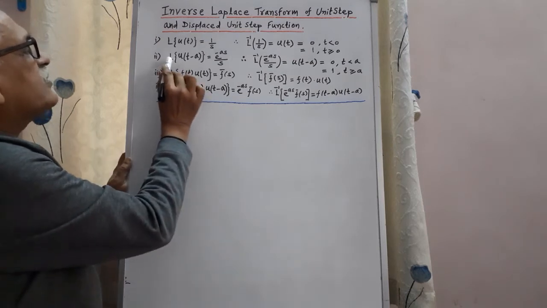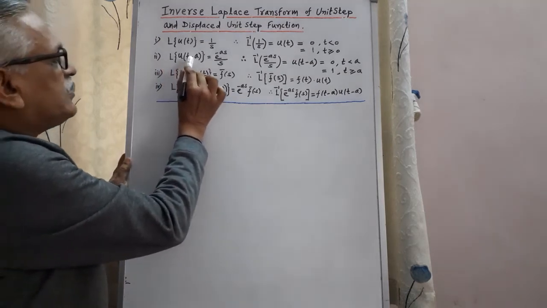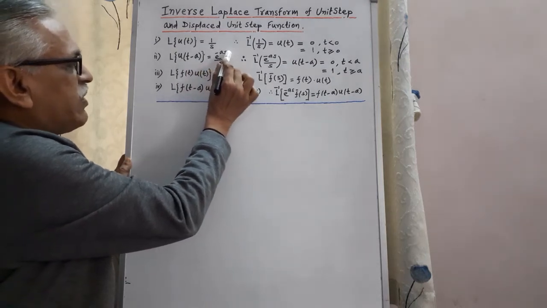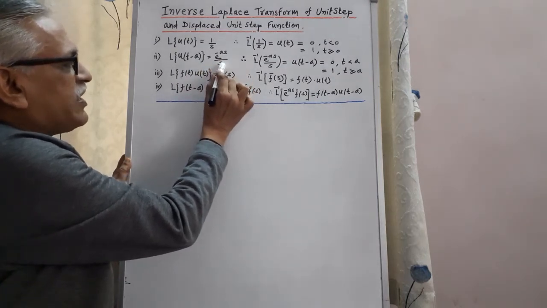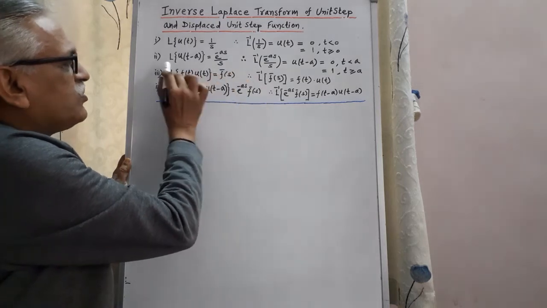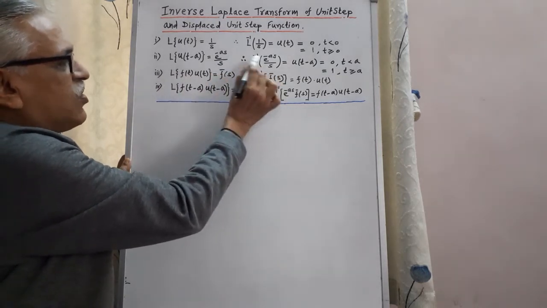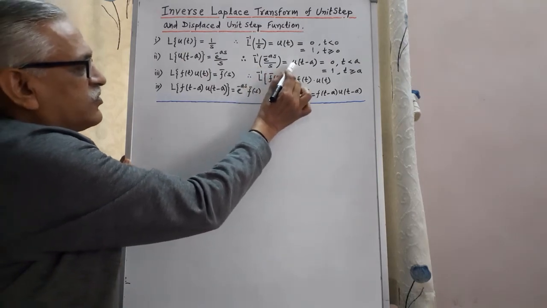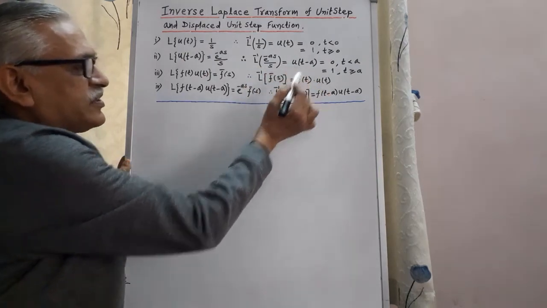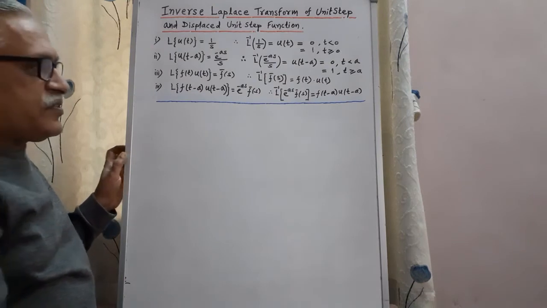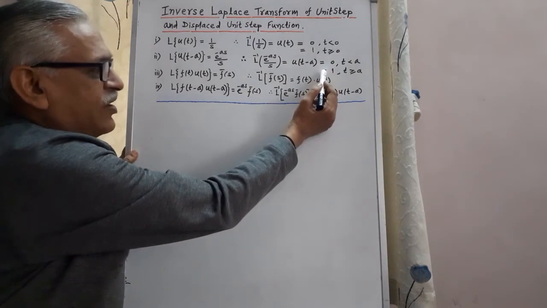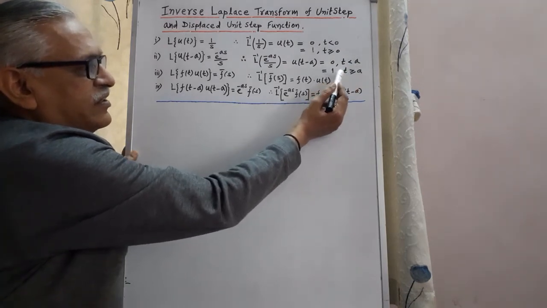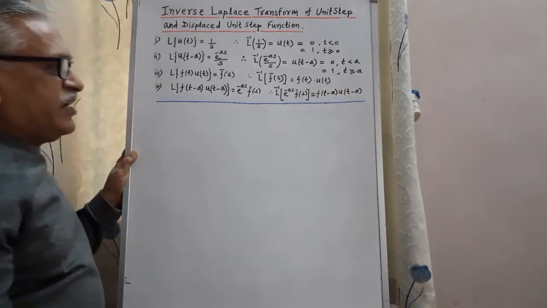Second result, Laplace of the displaced unit step function is equal to e raised to minus as divided by s, and therefore inverse Laplace of e raised to minus as divided by s is equal to u of t minus a, that is the displaced unit step function, again having two values 0 and 1: 0 for t less than a and 1 for t greater than or equal to a.